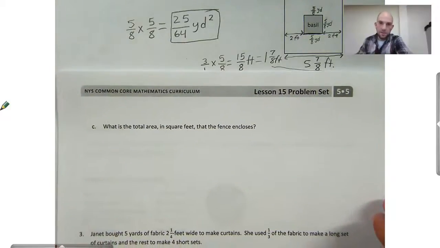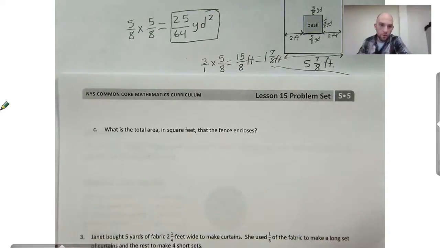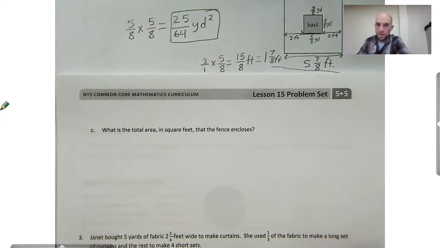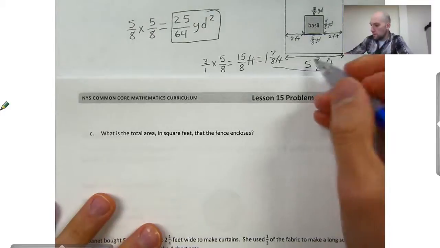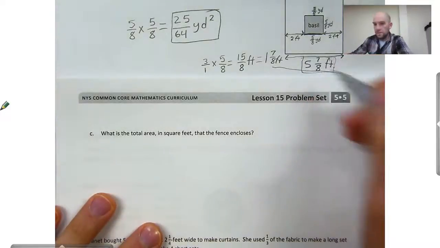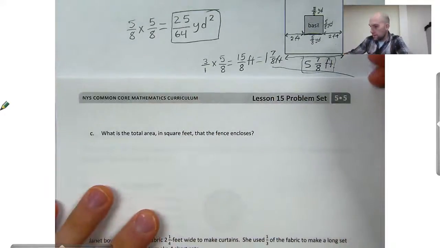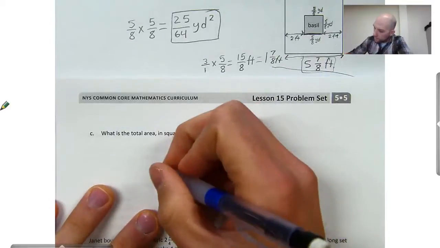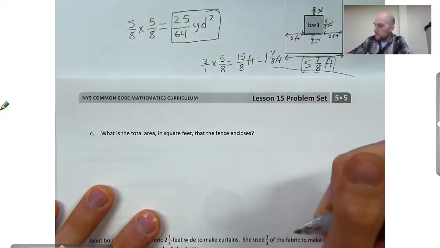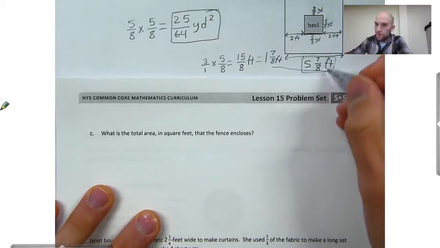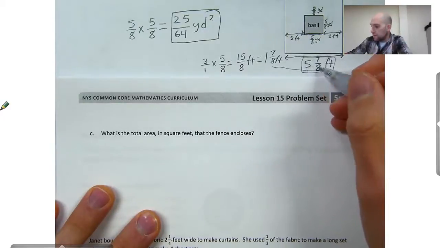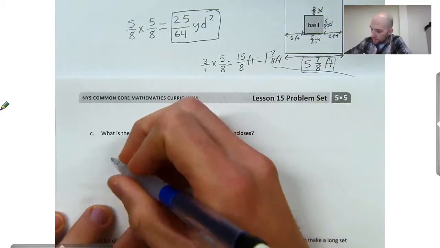All right, so the next part says, for letter C here, it says, what is the total area in square feet that the fence encloses? So I know that each side of the fence is 5 7/8 feet. So to find the area, I would have to do 5 7/8 feet times 5 7/8 feet. Because since it's a square, I know that both sides will be the same. So I'm going to turn 5 7/8 into an improper fraction, which will be 47/8. 5 times 8 is 40, plus 7 more is 47.